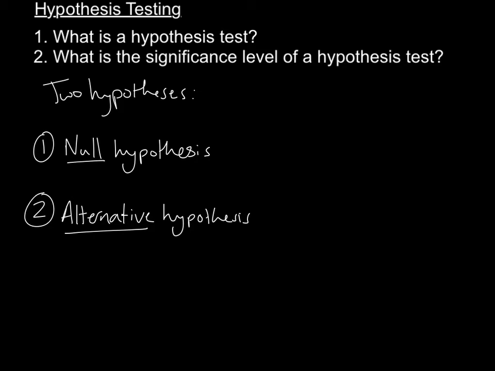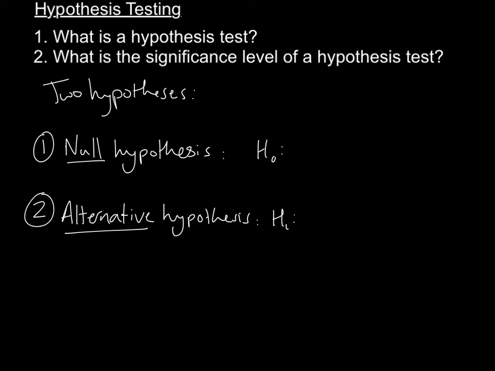So the two hypotheses that we have to state are firstly the null hypothesis, which is normally written as H0, and this is what we assume to be correct. So if I had a coin, we'd assume the probability of getting heads is 0.5, so that would be our null hypothesis. The alternative hypothesis is written as H1, and this tells us about the value of the population parameter if our null hypothesis is found to be wrong.